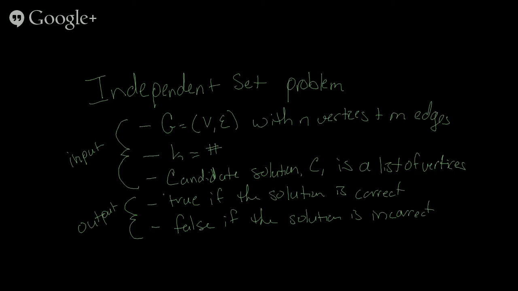So one thing that we need to do before we even check the independent set problem is we need to have a way to determine if two vertices are connected. Okay, so before we write the verification procedure for the independent set problem, let's just write a quick procedure that will check if two vertices are connected.